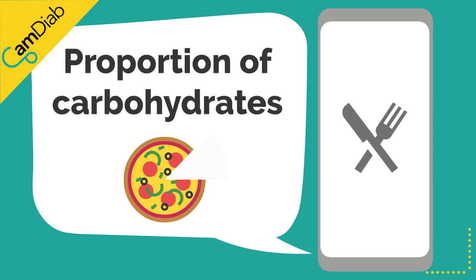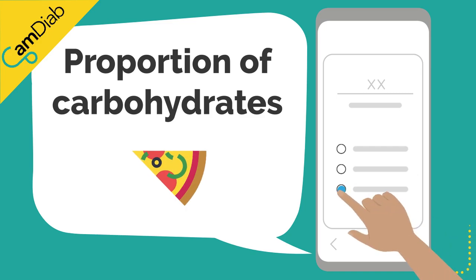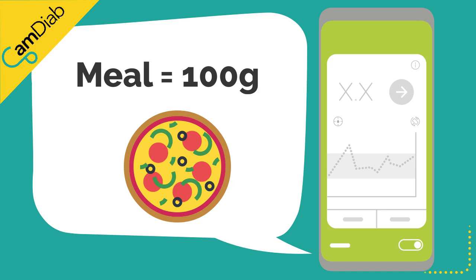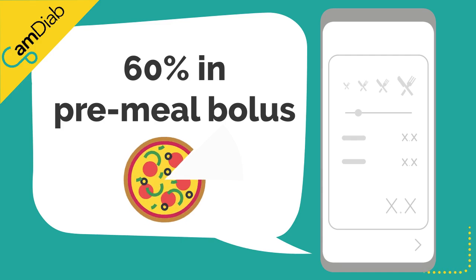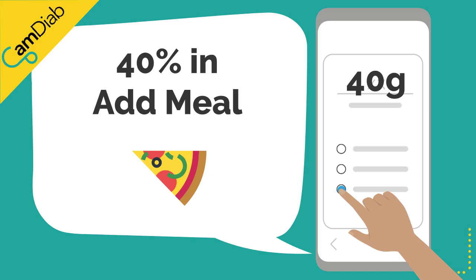You will need to decide what proportion of the carbohydrates in the meal you will enter into the bolus calculator and deliver a pre-meal dose of insulin, and what proportion you enter into slowly absorbed meal. For example, if you were eating 100 grams of carbohydrate and wanted to use the slowly absorbed meal option, you might decide to put 60% of the carbohydrates, 60 grams in this case, into the bolus calculator and give a pre-meal bolus. The remaining 40%, or 40 grams in this example, you would put into add meal and tap on slowly absorbed meal.